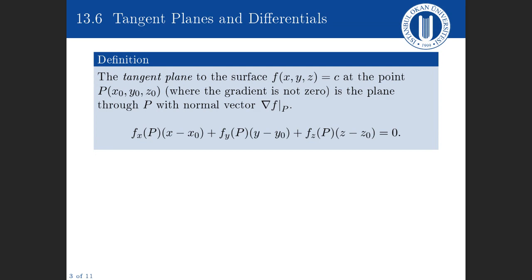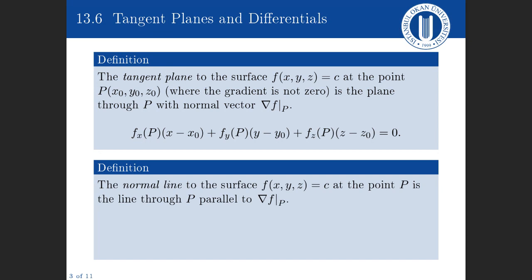Now, because the gradient vector of f is partial derivative of f with respect to x, i, plus partial derivative of f with respect to y, j, plus partial derivative of f with respect to z, k, the numbers in our plane equation are going to be fx at P, fy at P, and fz at P. So this is the formula that we can use.